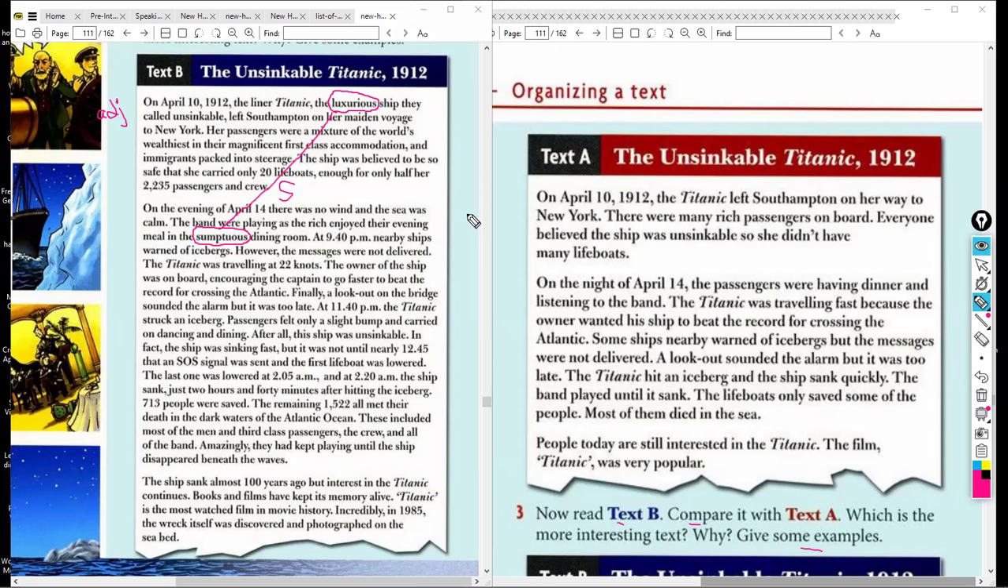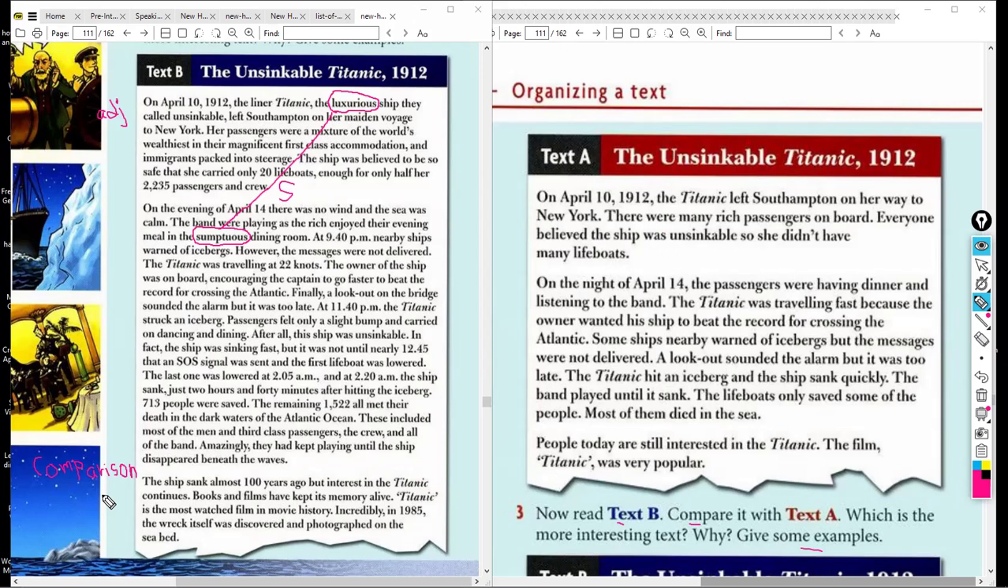They also mentioned in text B all types of passengers, the wealthiest and the poor, and they compare. We have comparison. Bravo, Saria. We have comparison between the poor and the wealthiest. It said the ship sank, the remaining.